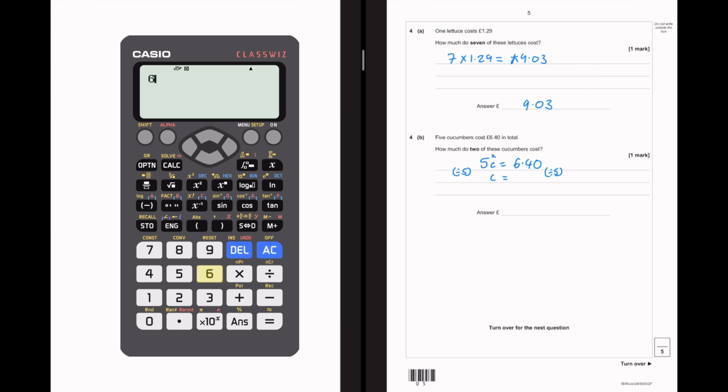So £6.40 divided by 5 is equal to £1.28, and we want 2, so we're going to multiply this value by 2. So 1.28 times 2, this is equal to £2.56.